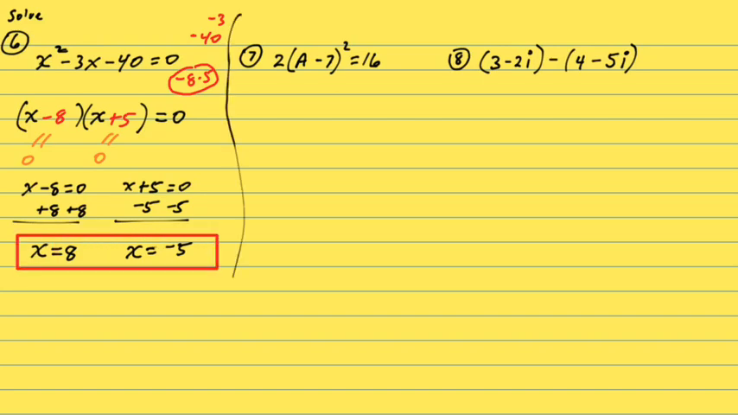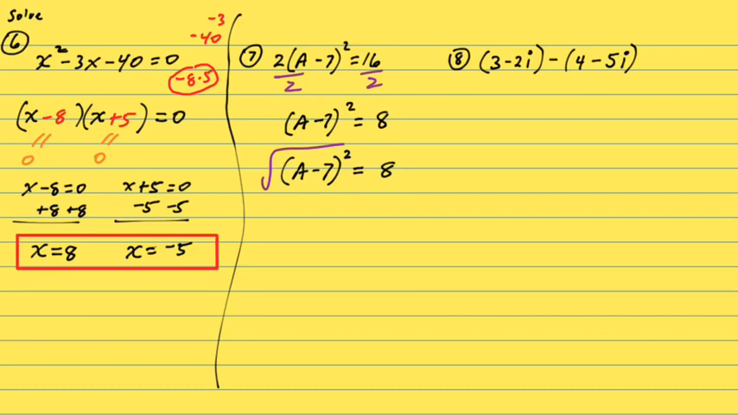In 7, we want to isolate the variable. So the opposite of multiplying by 2 would be to divide by 2. So that isolates it into (a minus 7) quantity squared equals 8. I'll write it down one more time because I know to get rid of the square I have to take the square root. If I do it to one side, I have to do it to both sides. The square and the square root eliminate each other.